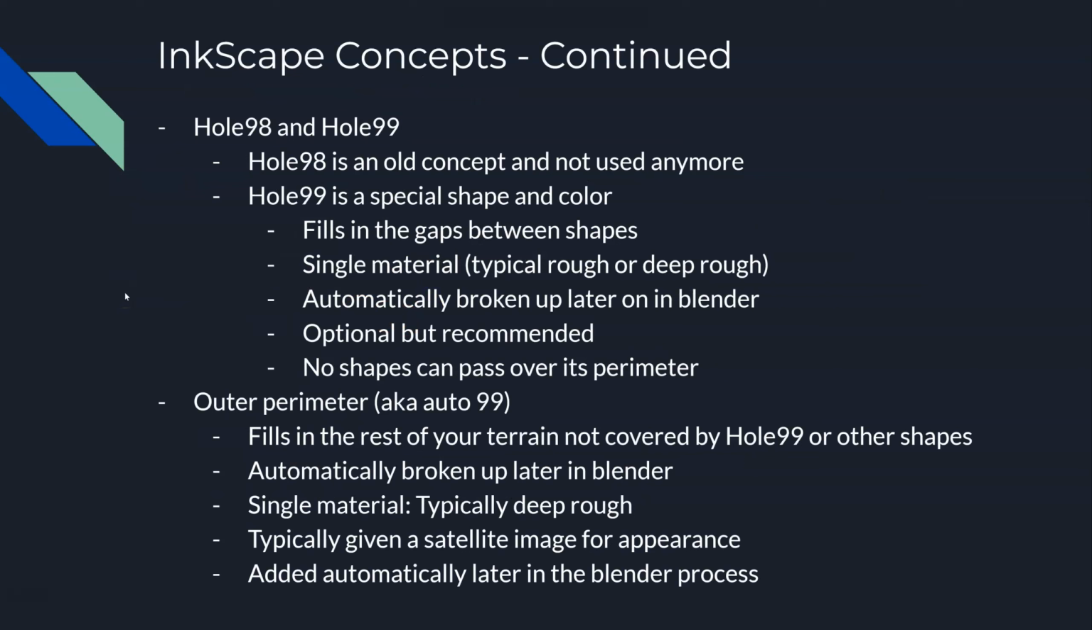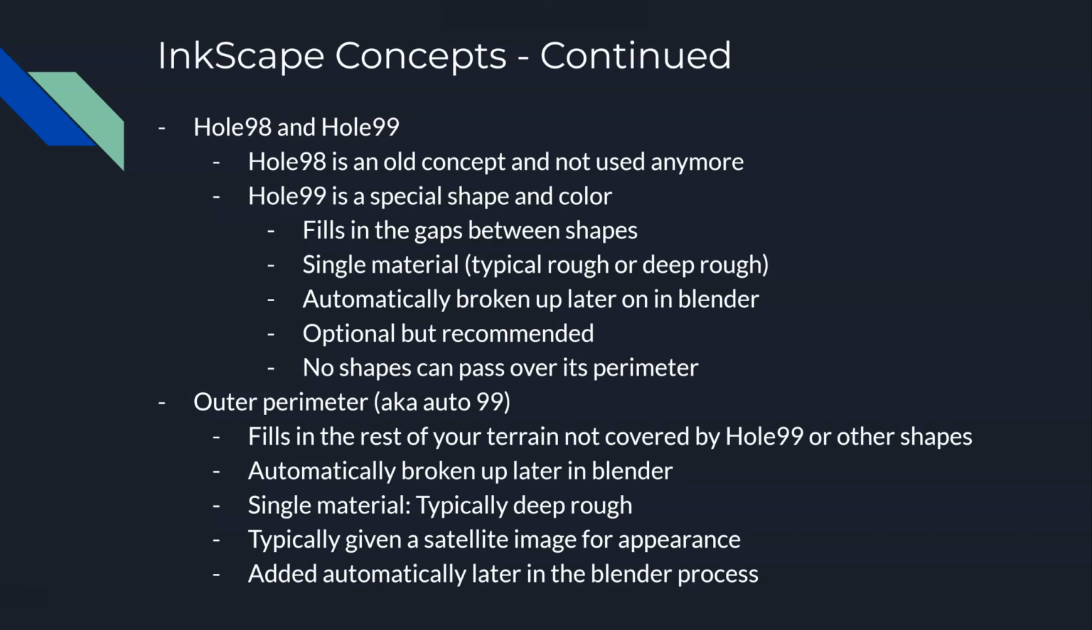So more concepts. Hole 98, 99. Hole 98 is an old concept. I just talked about that. Hole 99 is a special shape, and it's a special, what we call, color. More on colors in a little bit. But essentially, a hole 99 is going to fill the gaps in between all of our shapes. In other words, if you have a gap between your fairway and your pine straw area, or your green and a bunker, it's going to fill that in. It is a single material, and it typically is assigned a rough or deep rough appearance and behavior. Remember, we talked about appearances and behaviors. So rough is an appearance and a behavior, and deep rough is an appearance and a behavior. They just happen to be the same.